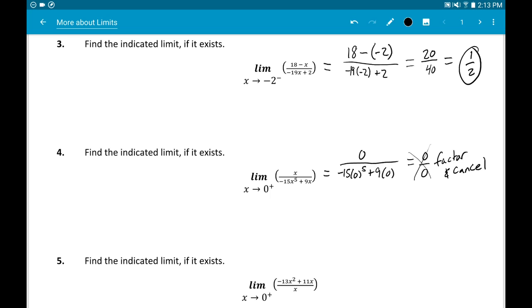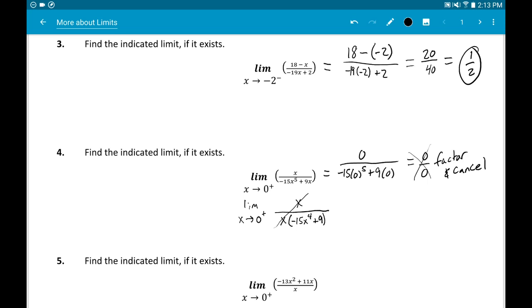Alright, let's try to factor. So the limit as x approaches 0 from the right. On top, x, there's really nothing else you can do to that. It's factored as far as could be factored. On bottom, what if we pulled out an x? Give us x times (negative 15x to the fourth plus 9). Okay. And your x's will cancel out.